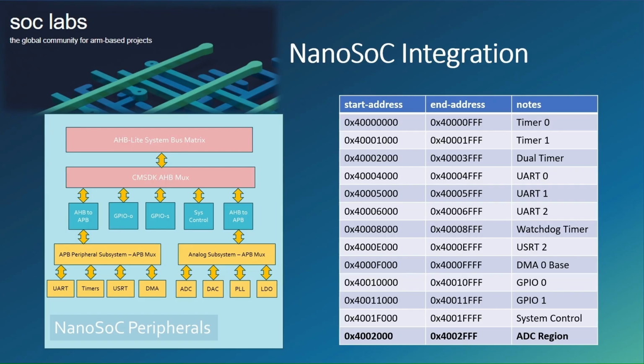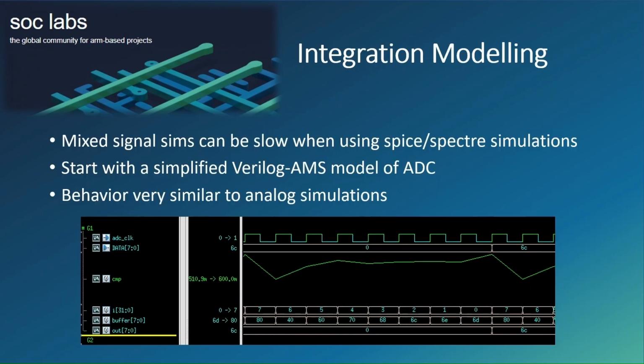Just to go into a bit more detail, this is the added region in the address space. So it's again fully memory mapped. This can be seen by all of the managers on the bus, including the off-chip interface for the SoC debug controller. The way that we started with this was from the digital side. So we used Verilog-AMS as a simplified model for the ADC. We see a very common successive approximation of our analog signal.